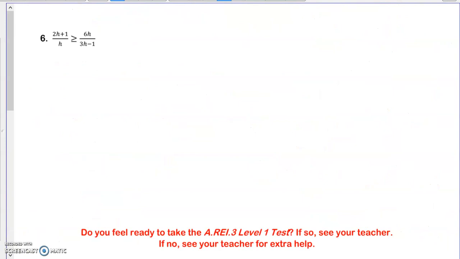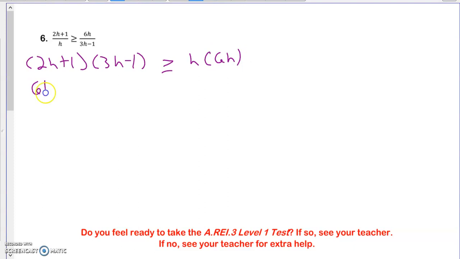The next page. So I think of this as a proportion. So you're going to cross multiply. That's how I think of this problem. So I know it's going to be 2h plus 1 and then 3h minus 1 is greater than or equal to h times 6h. So I'm going to FOIL, so I get 6h squared minus 2h plus 3h minus 1 is greater than or equal to 6h squared.